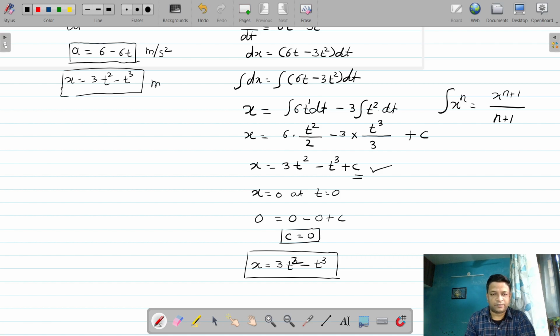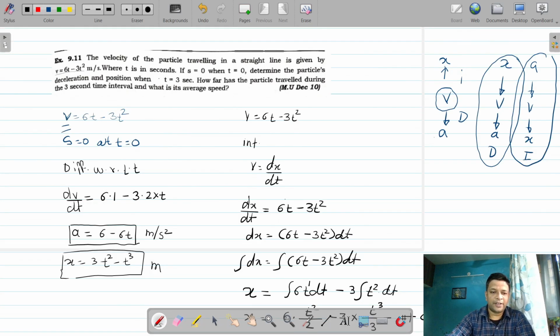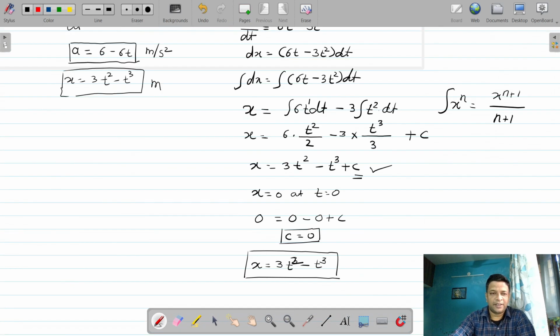Unit is meter. This way we have calculated the values of equations for acceleration and displacement. Then next, what is asked? Find the position when t is equal to 3 seconds. Now we'll find out the position when t is equal to 3 seconds. So here, at t is equal to 3 seconds, we can put the values here.